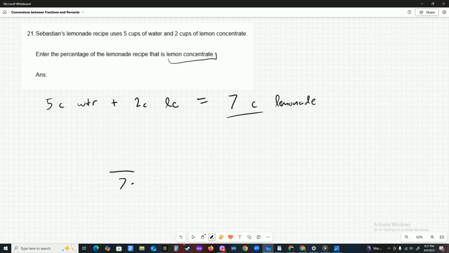Now, of these 7 cups, what percent is lemon concentrate? Well, of these 7 cups, we have 2 cups that are lemon concentrate, right? So we have to turn this fraction into a percent. So 2 cups over 7 cups becomes 2 over 7. The cups cancel out, so we're left with 2 over 7. To convert this into a percent, you need to use long division. So we're going to put 7 on the outside and 2.0 on the inside, right?